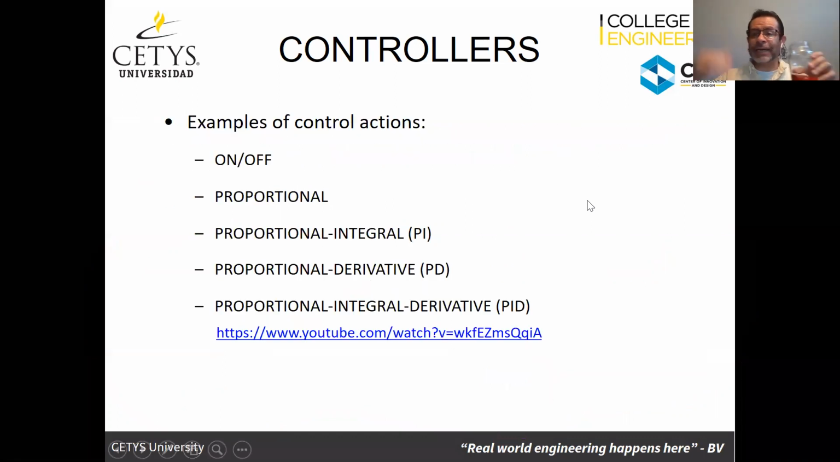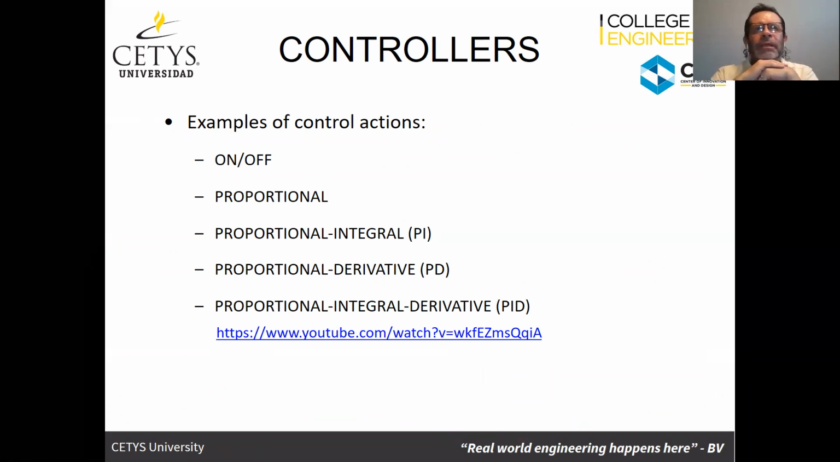Now, there are different types of control actions. The compensator or controller can have different ways of working. In general, we have these classifications of controllers: the on-off control, the proportional control, the proportional integral, proportional derivative, and the integration of all of them, which is a proportional integral derivative controller, or what's commonly called PID, or the PID controller.